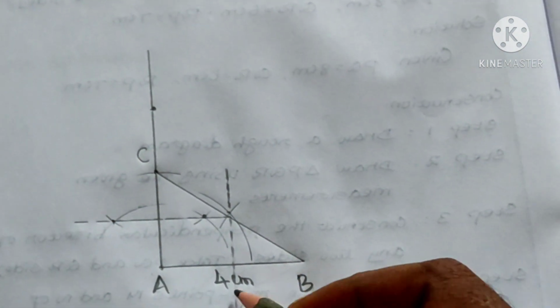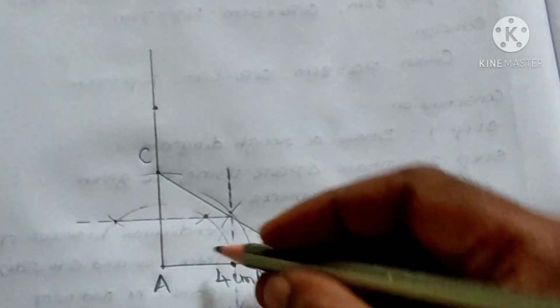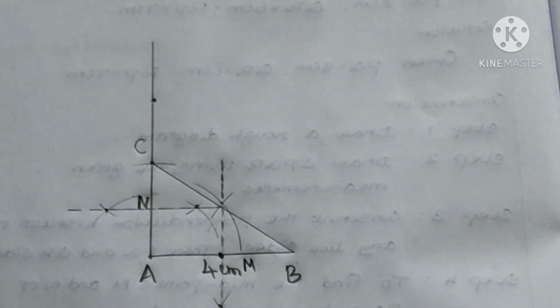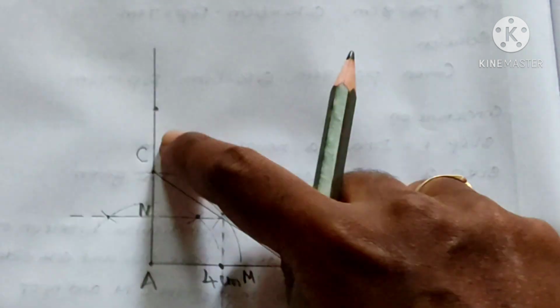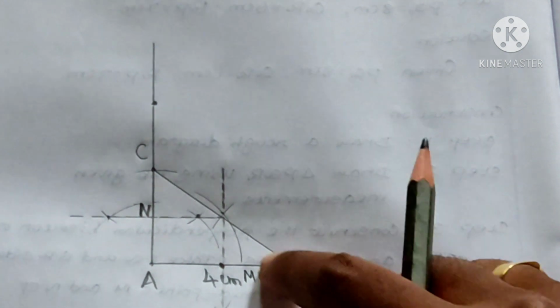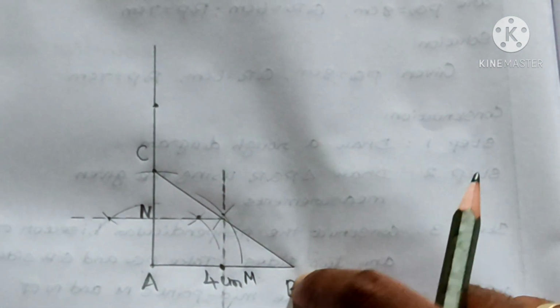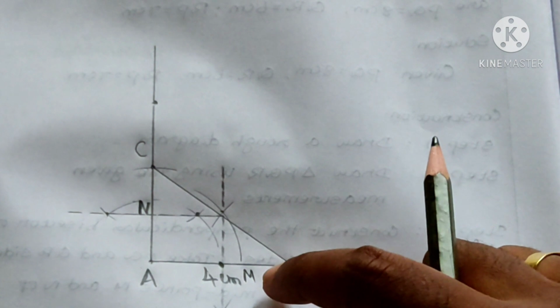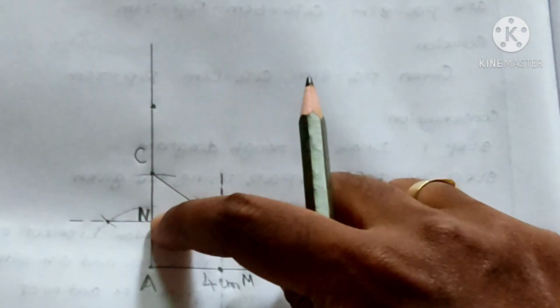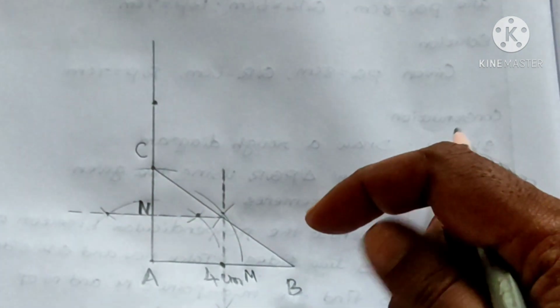So the perpendicular bisector intersects AB at M, and AC at N. Okay. So the perpendicular lines intersect AB at M and AC at N. Now join BN and CM. Okay. Join BN and CM.